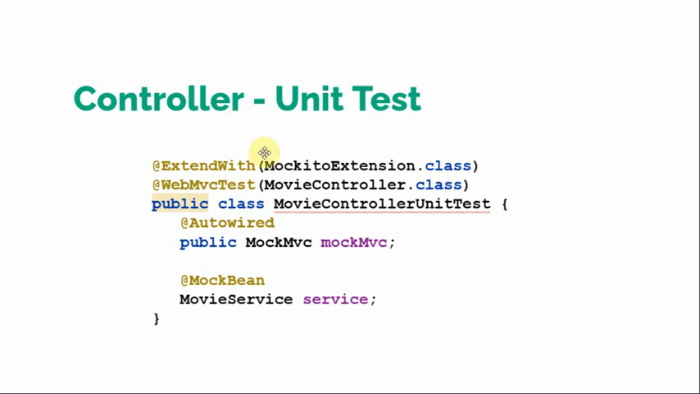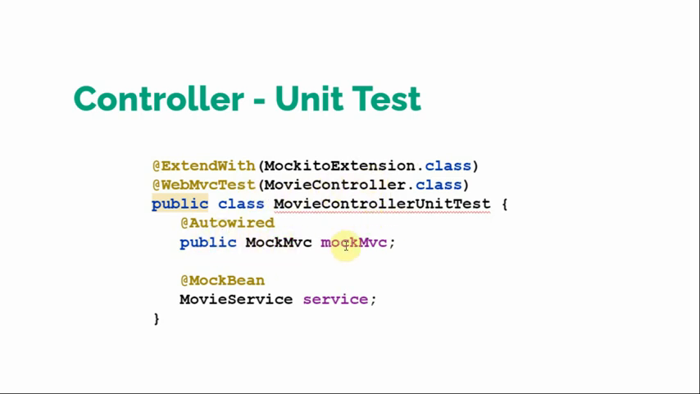So now, for the unit test of the controller, we have to use the Mockito extension because we want to mock the dependency. That's why we have to have it, and we will use another extension which tells the test the class which is under test, which is the movie controller.